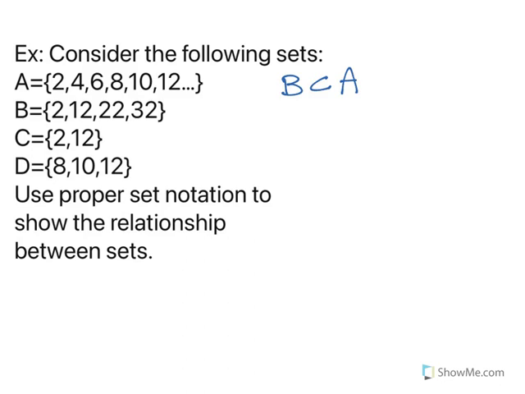Absolutely. And if you look at C, it has 2 and 12. Well, C is a proper subset of A, and C is a proper subset of B, because you can see B has 4 elements, C only has 2 elements, but they are all part of B as well. And then we have D, which is 8, 10, and 12, so D is also a proper subset of A. So very exciting how we have some different sets and how they are related.